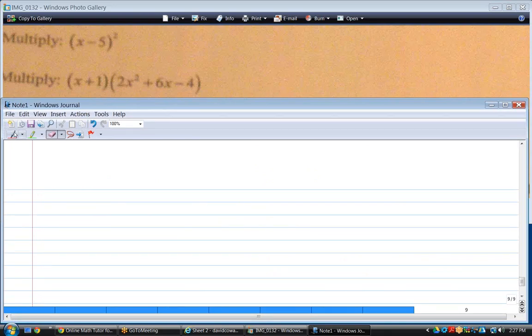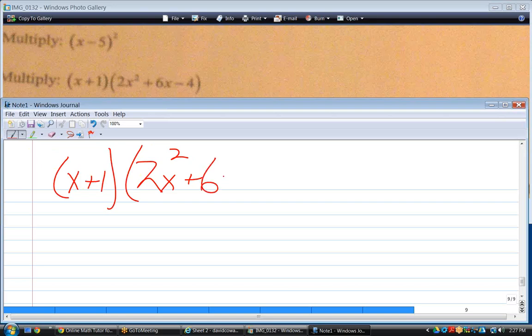Were you taught FOIL, Patrick, that terminology? Yes. I hate FOIL. The reason I hate it is that it doesn't apply to this problem. FOIL is first, outside, inside, last. Well, that only works if it's a binomial times a binomial. This is a binomial times a trinomial. FOIL isn't going to work. The FOIL only works for what, David? For a binomial times a binomial.